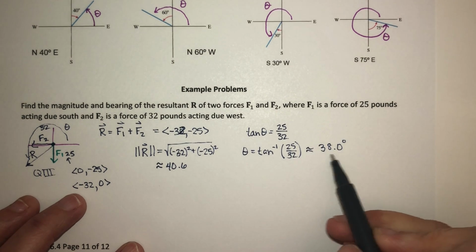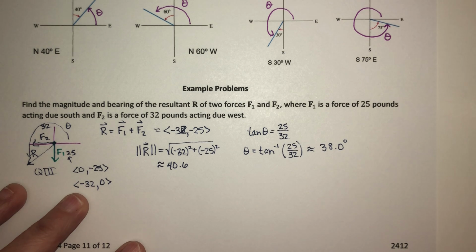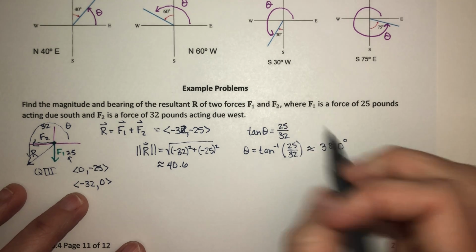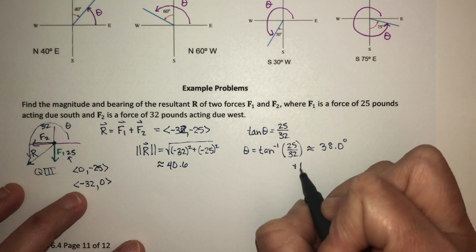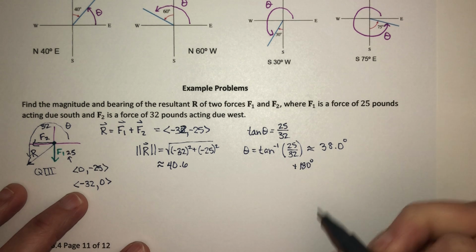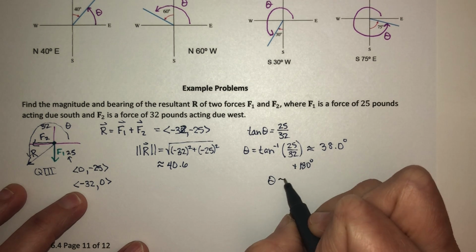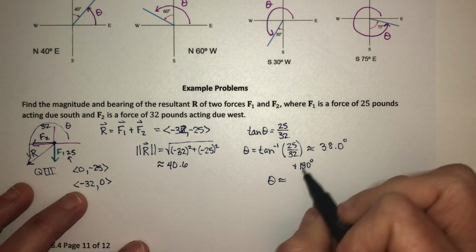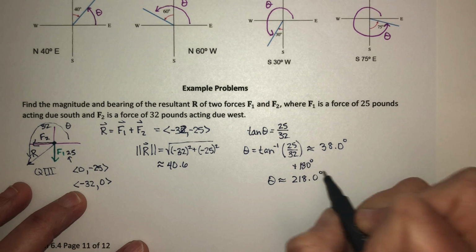Okay, this is in quadrant 1. I need to be in quadrant 3. So I'm going to add 180 to this so that it's in the correct quadrant. And that gives me that the theta I'm looking for is approximately 218.0 degrees.